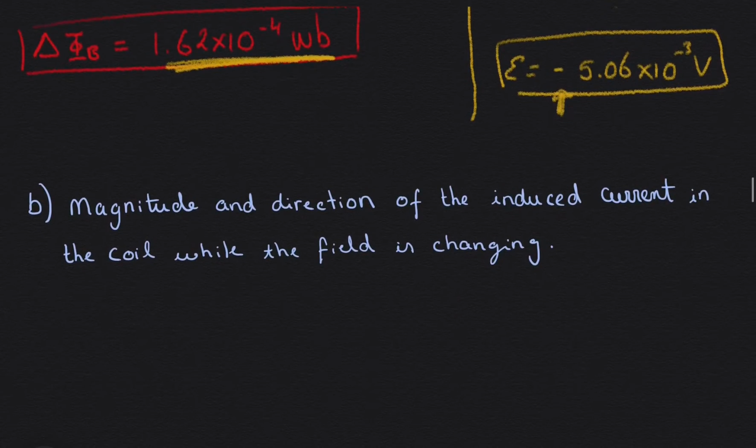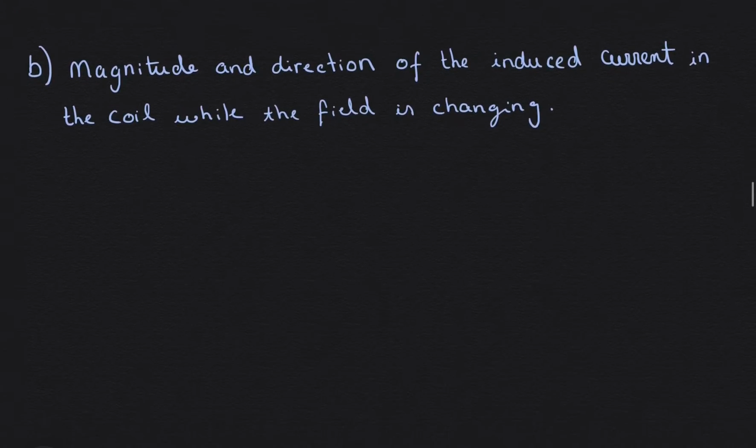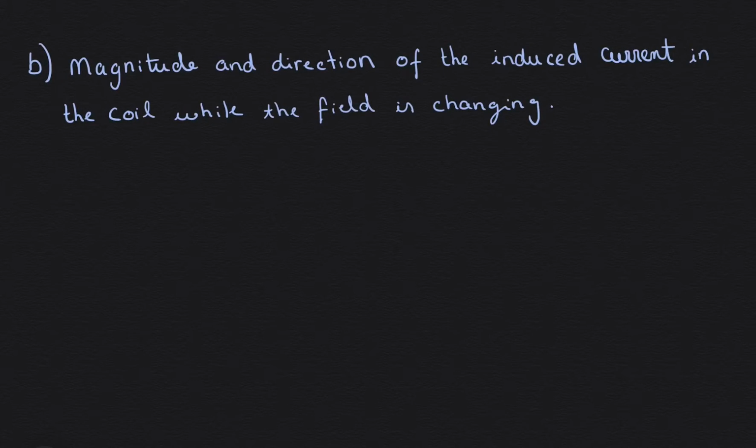Okay, so part B is asking us to find the magnitude and direction of the induced current in the coil while the field is changing. So this is fortunately quite straightforward. We can find the current by using Ohm's law. So I have current is equal to the change of voltage over R. This is an R, I promise. So voltage over R, which is equal to, again, the change of voltage.